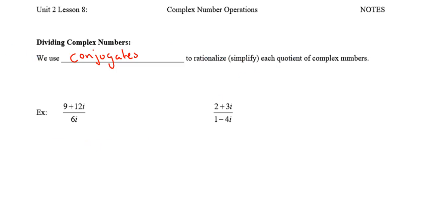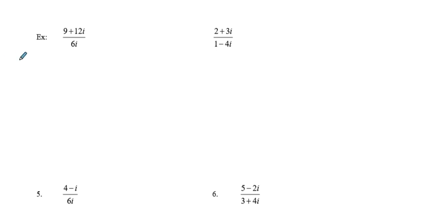So when I'm looking at this first example, I see 9 plus 12i over 6i. The first thing I'm going to do here is simplify this because I see that there's a GCF in each of these terms. So I'm going to divide each one by 3 and end up with 3 plus 4i all over 2i. Now, what's nice about this problem is that it's a monomial down here. There's only one term, 2i.